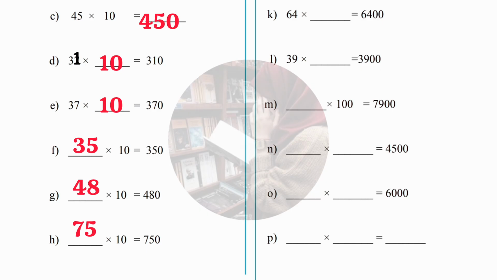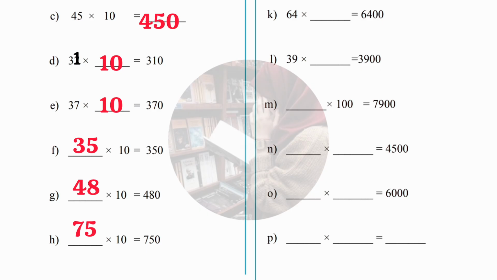Next one, 37 multiplied by what will get 370. So here also 10 is there, that's why we have to multiply it by 10. So 37 multiplied by 10 is 370. Next one, dash multiplied by 10, answer is 350. Here 10 is multiplied by which number? Here 35 is given, means we have to multiply it by 35. So 35 multiplied by 10 will be 350.